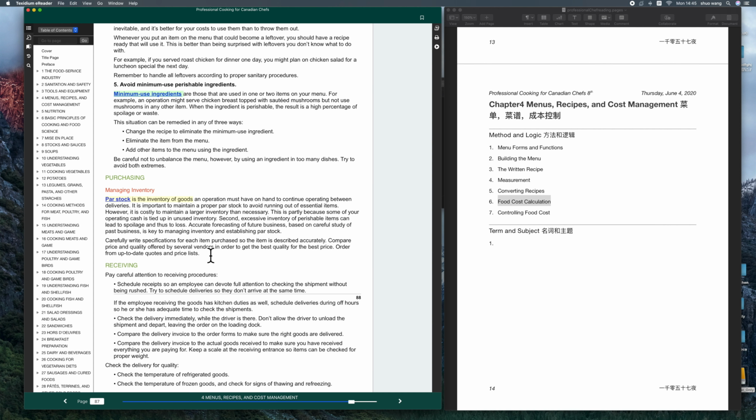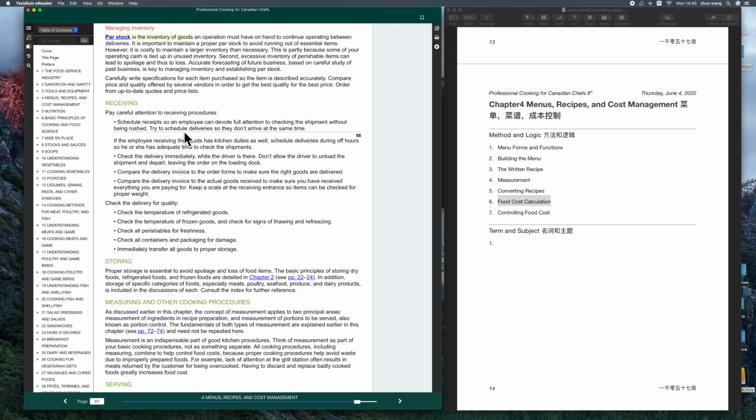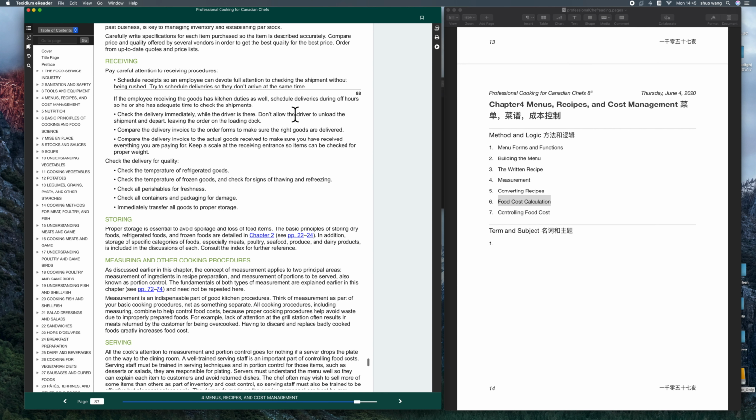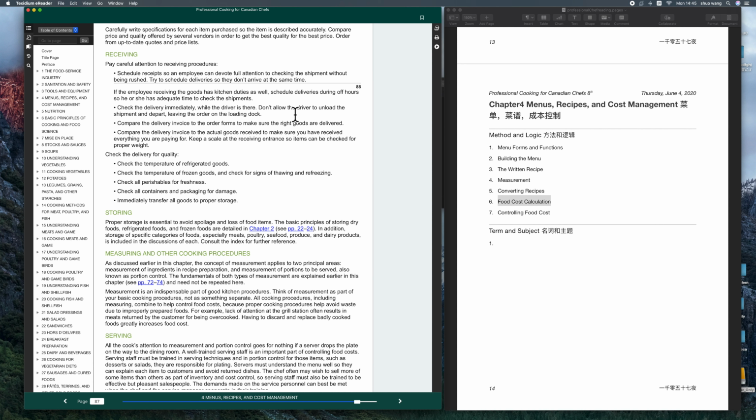Receiving. Pay careful attention to receiving procedure. Schedule deliveries so an employee can devote full attention to checking the shipment without being rushed. Try to schedule deliveries so they don't arrive at the same time. If the employee receiving the goods has kitchen duties as well, schedule deliveries during off hours so he or she has adequate time to check the shipments.